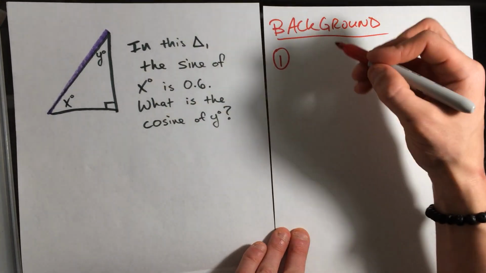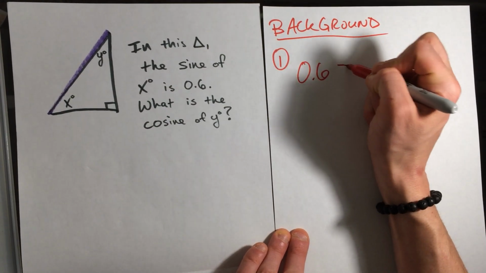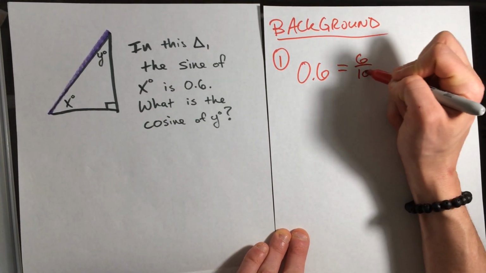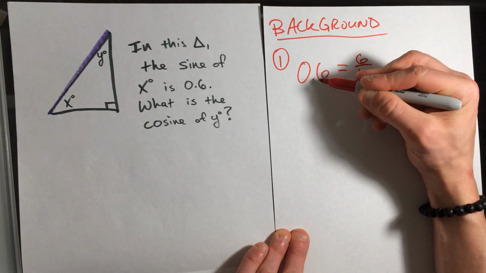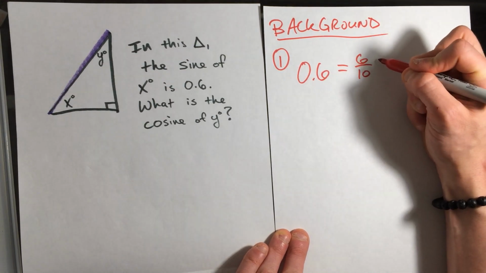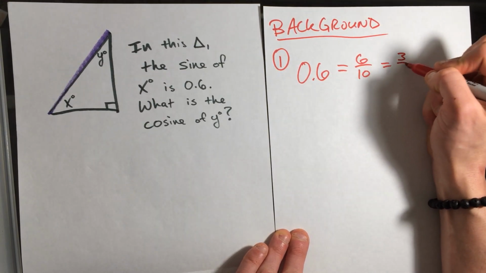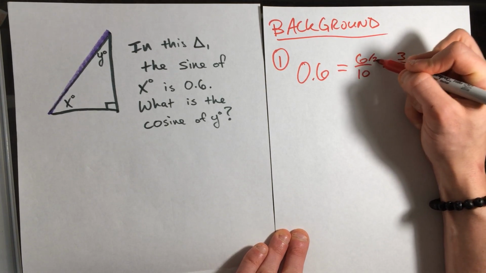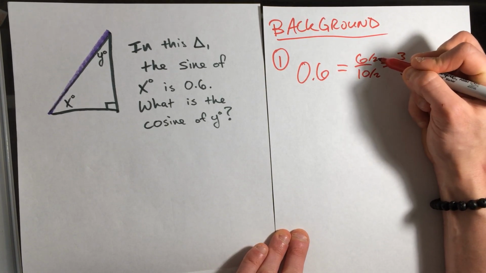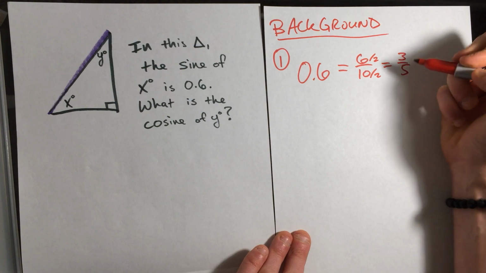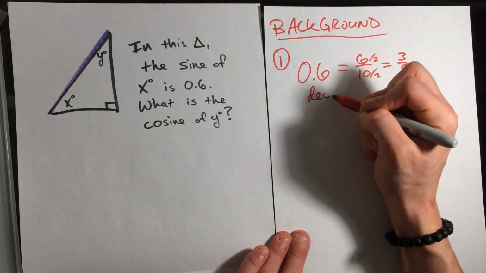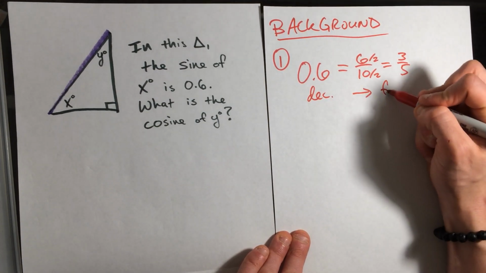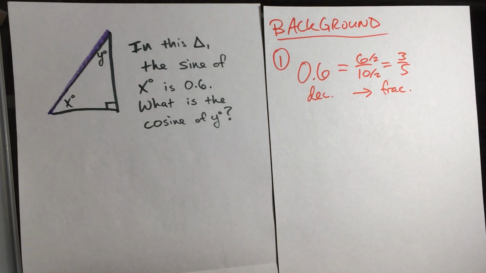The first thing we see is we have this 0.6, and we need to know that that's the same thing as 6 over 10, if we go from decimal to fraction. And then, of course, we can go to 3 over 5 as our reduced fraction, if we divide both the numerator and the denominator by 2. So we need to know, first of all, how to go from decimal to fraction.